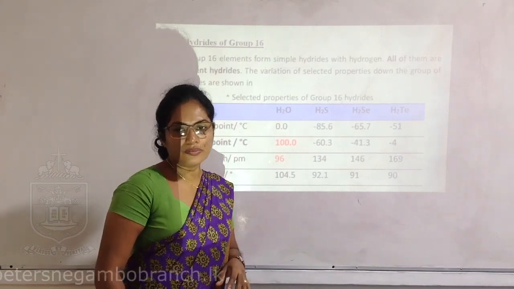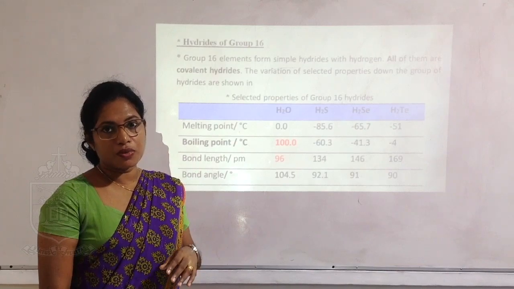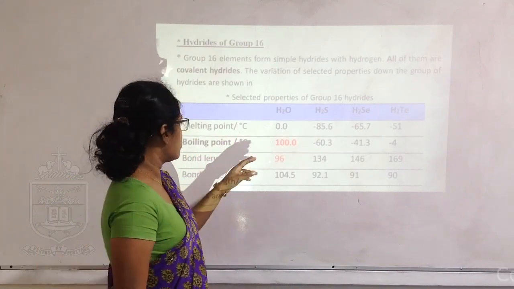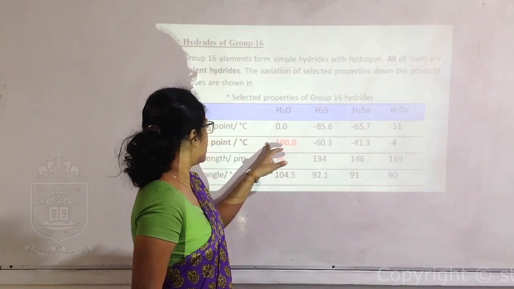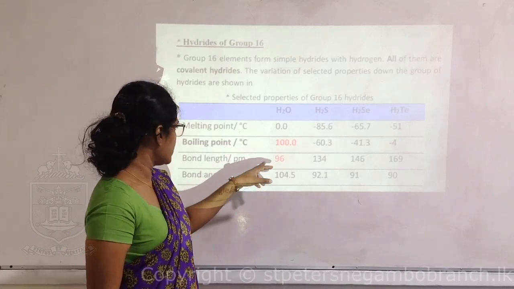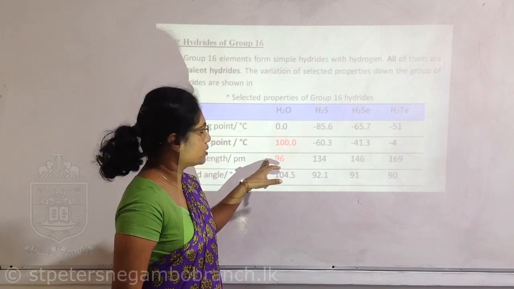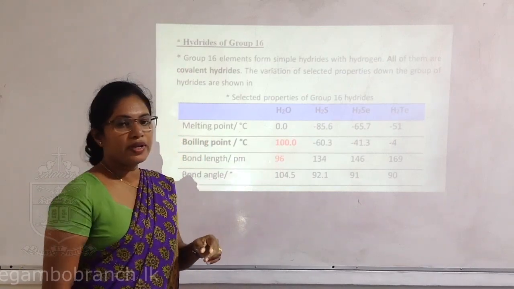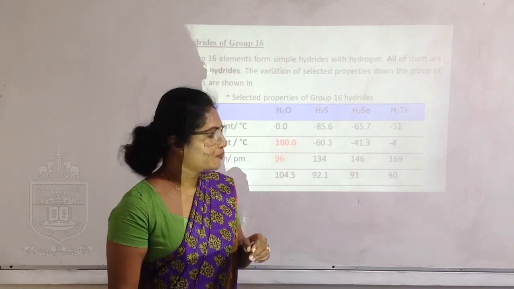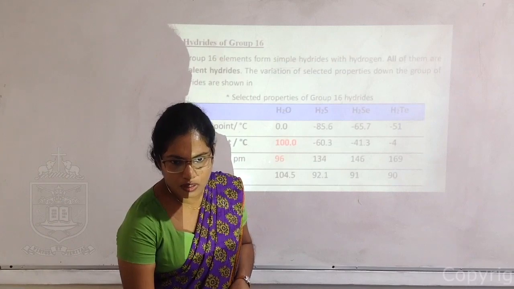water can form a special kind of bond. We call it the hydrogen bond. Due to that hydrogen bond, water has a higher boiling point. Although it has a lower bond length, it has a higher boiling point. So this is a special thing we have to focus on.